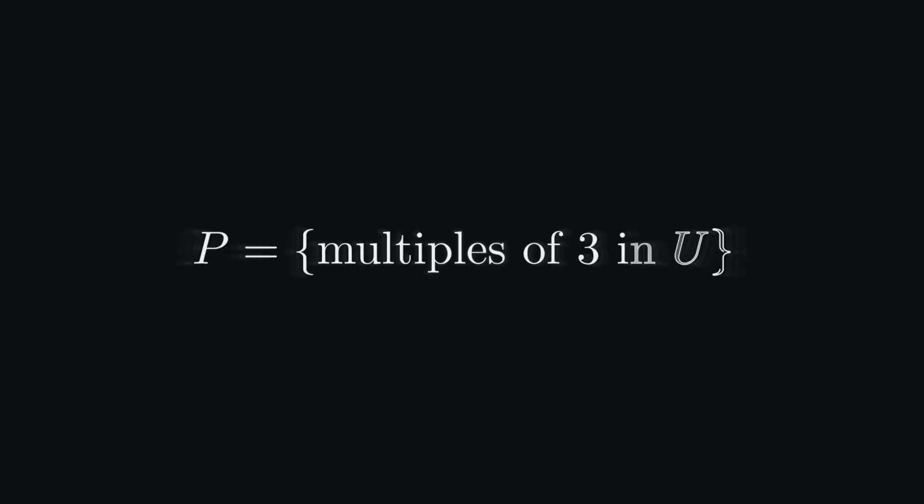Now, let's find the elements of set P. Set P includes the multiples of 3 that are in U. Next, we will highlight the multiples of 3. The highlighted multiples of 3 are 18, 21, 24, 27, 30, 33, and 36.